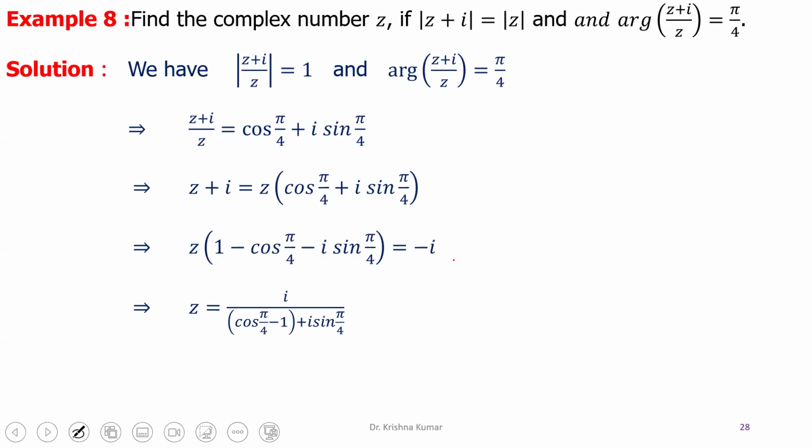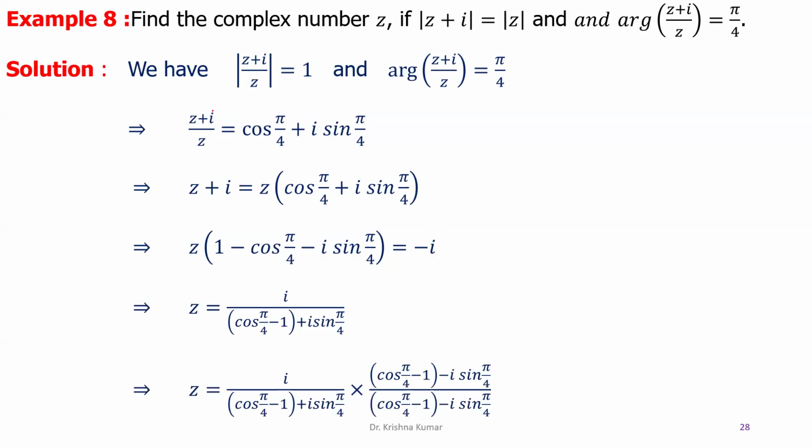Now z is equal to minus i upon (1 - cos pi/4 - i sin pi/4). We take the minus sign common from both parts: 1 - cos pi/4 can be written as cos pi/4 - 1, and minus i sin pi/4 is plus i sin pi/4, because we have multiplied by minus sign on both sides. Which gives us z equal to i upon (cos pi/4 - 1 + i sin pi/4).